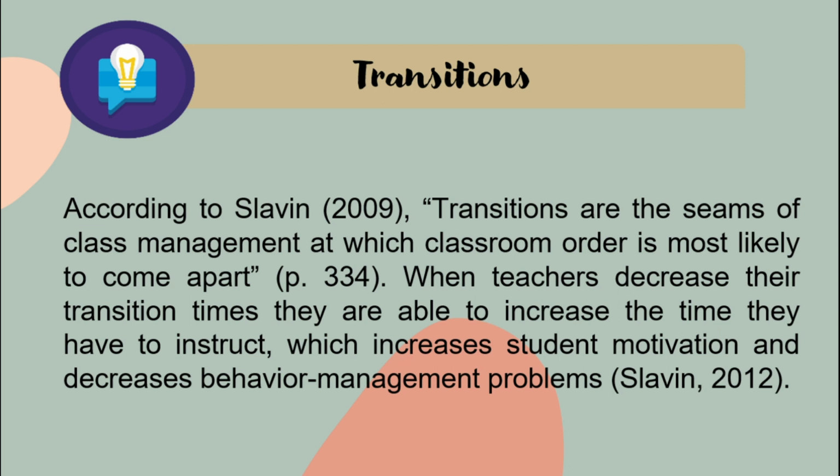According to Slavin 2009, transitions are the seams of class management at which classroom order is most likely to come apart. When teachers decrease their transition times, they are able to increase the time they have to instruct, which increases student motivation and decreases behavior management problems. Therefore, teachers should plan for transition and try to decrease the amount of time it takes for them to occur.